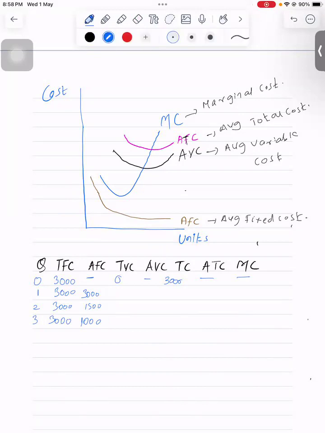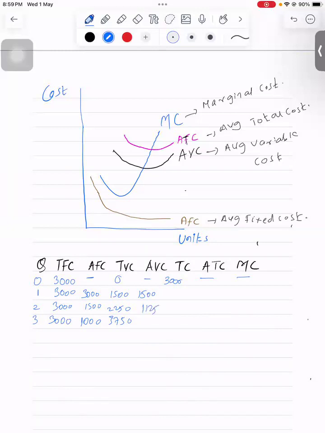Okay, now let's say total variable cost is 1500 at first unit, 2250 at second unit, 3750 at third unit. From this information, calculate average variable cost. At first unit, it will be 1500. At second unit, what will be the AVC, average variable cost? 2250 divided by 2. Okay, this is how you can find out average, 1125.